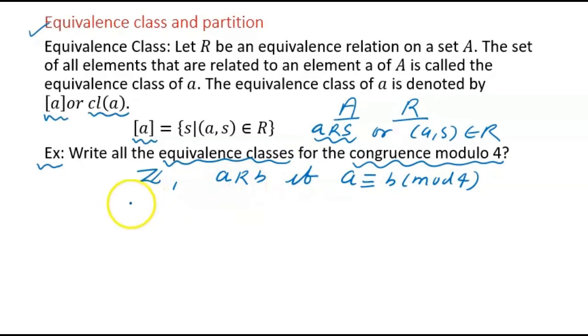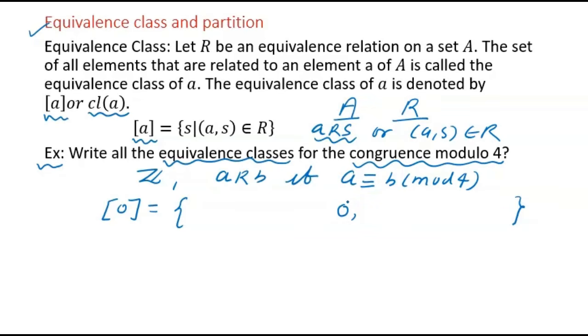So if I have to write the equivalence classes for each of the elements, I am starting with the first element, that is 0, and let us write the equivalence class of the element 0. Now 0 is related to itself because 0 minus 0 is divisible by 4. We have seen this example that this is an equivalence relation, so 0 must be related to itself because equivalence relations are reflexive.